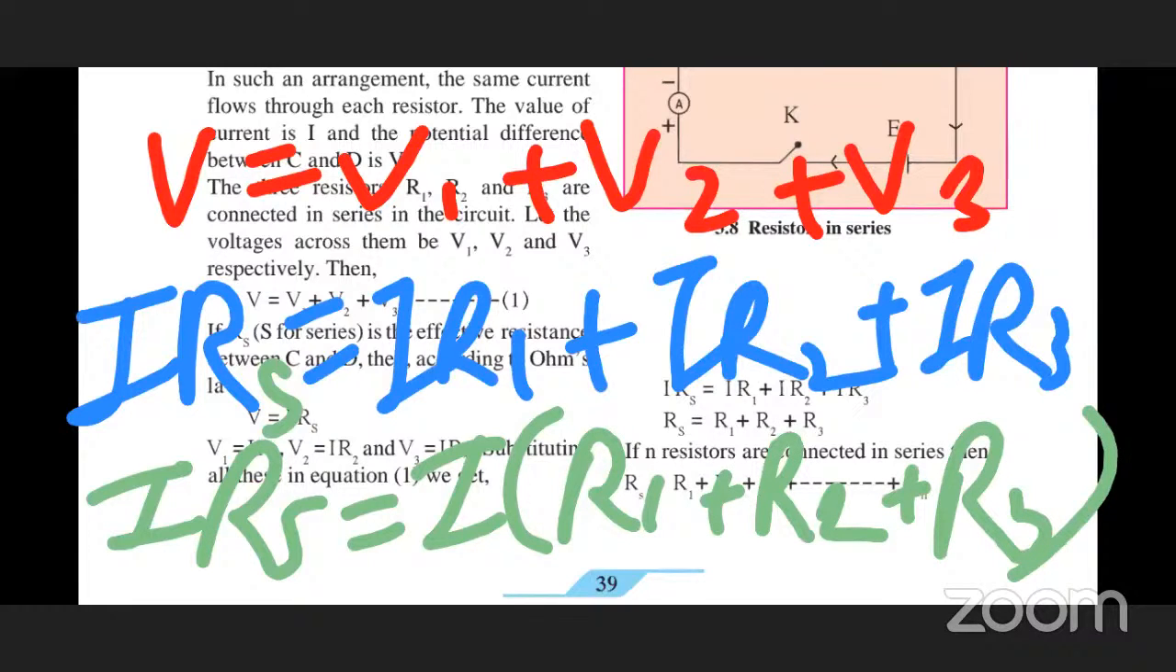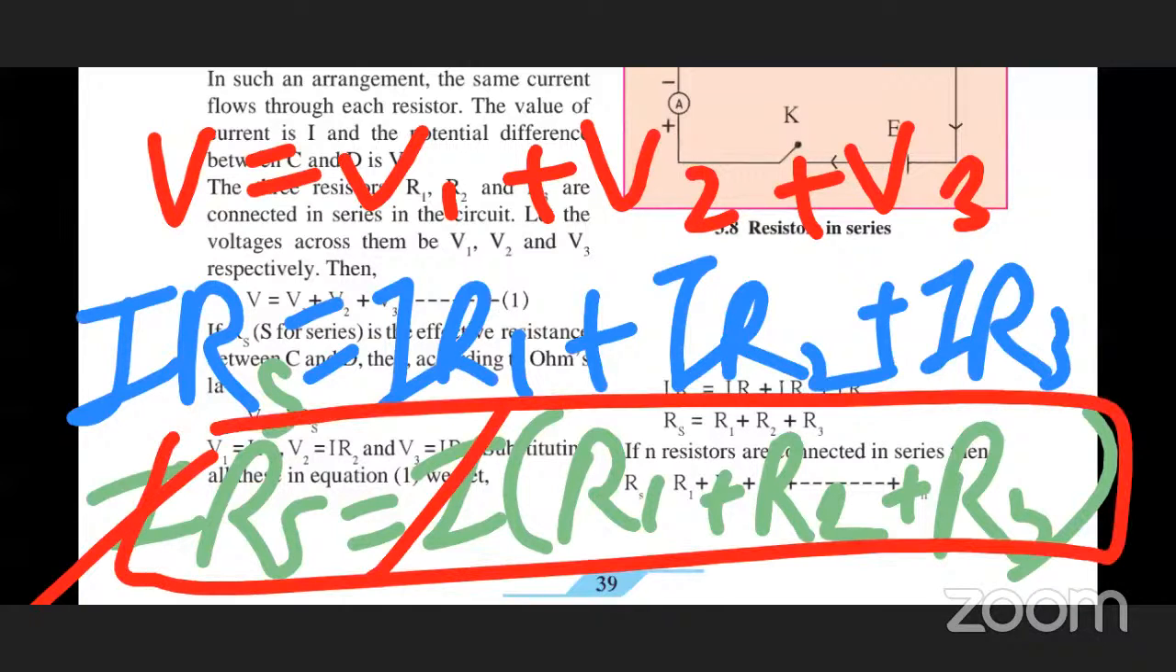Then cancel out this I. What is left? RS equals R1 plus R2 plus R3. This is the equation we got. Understood?